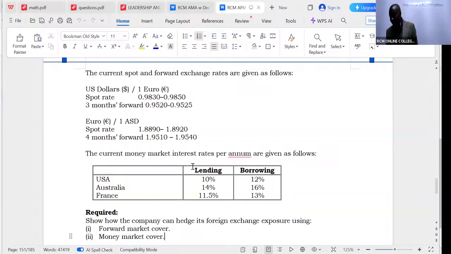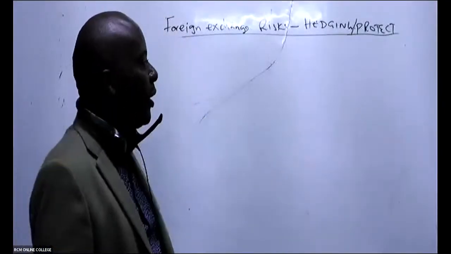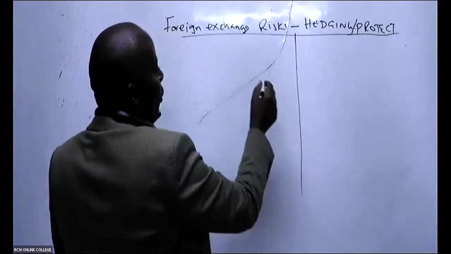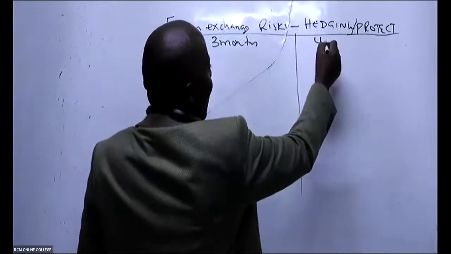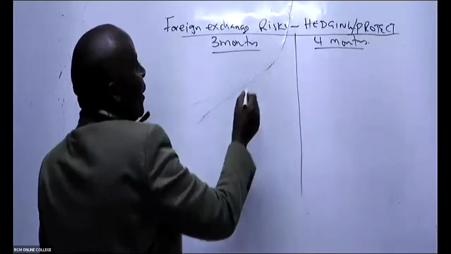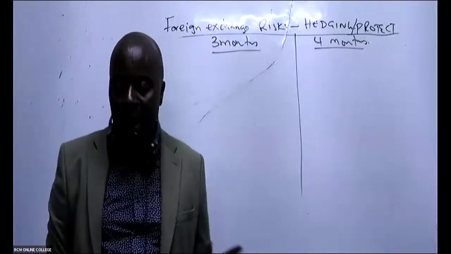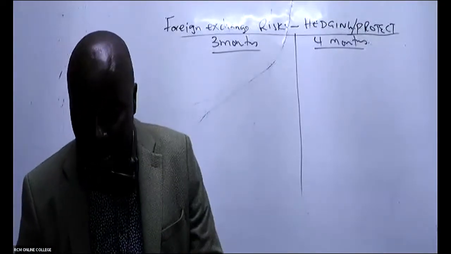And then number 2, we have money market cover. This is really a very, very easy question. I will end up getting all the marks. So remember, they have given me information about 3 months and 4 months. We can't combine these 2 sets of information coming to us in 2 different periods. So first of all, we handle 3 months to the very end, and then we hedge 4 months later.